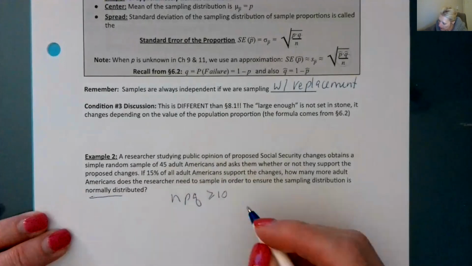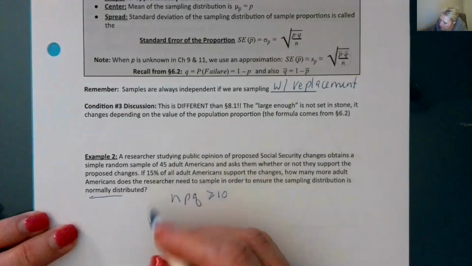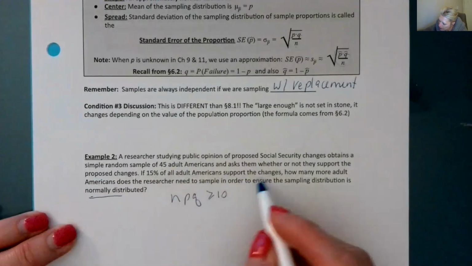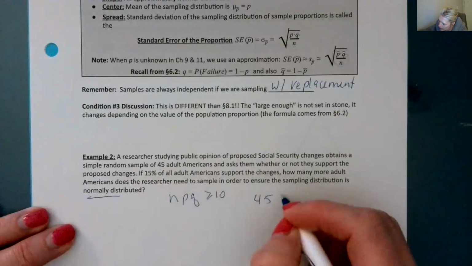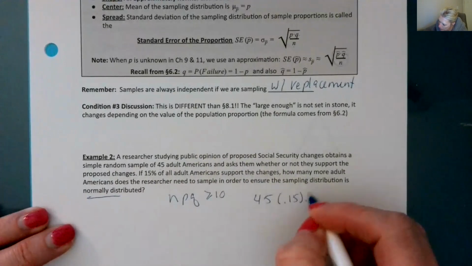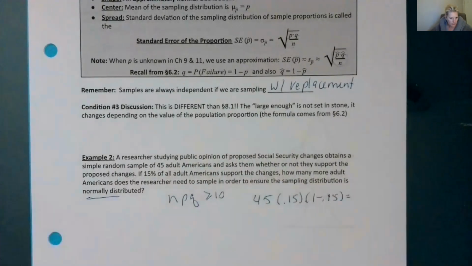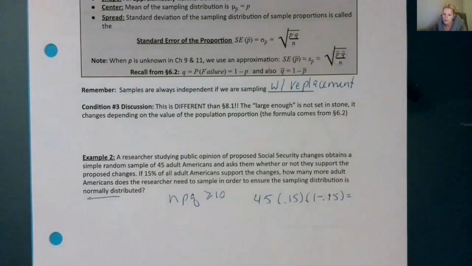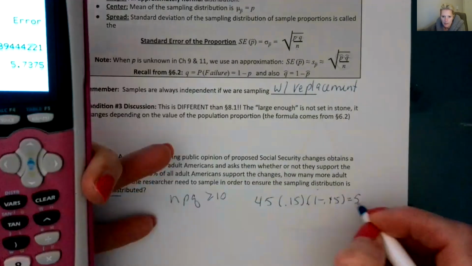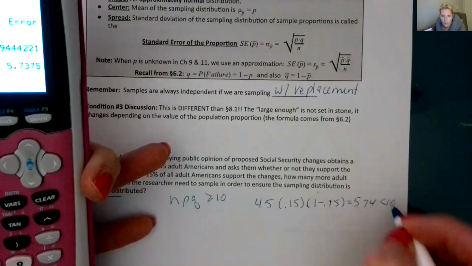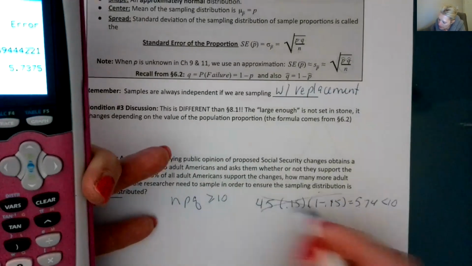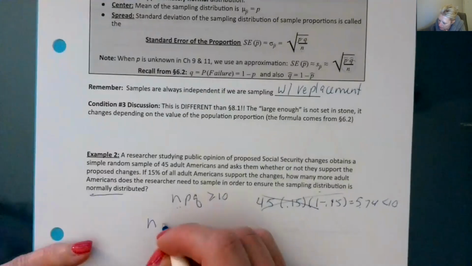So our sample is 45, but we can just show that with 45, we have 45 times 0.15 times 1 minus 0.15. Okay, so let's just prove that this doesn't work. So that calculation comes out to be 5.7374. Okay, so it's less than 10. So this won't work. So we need to figure out what n has to be to make this work.